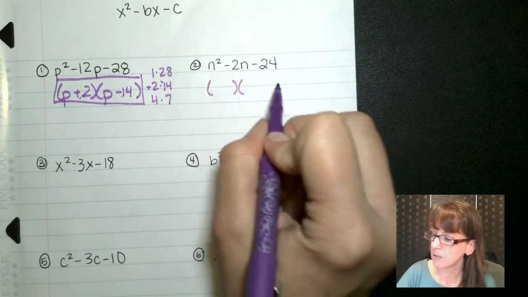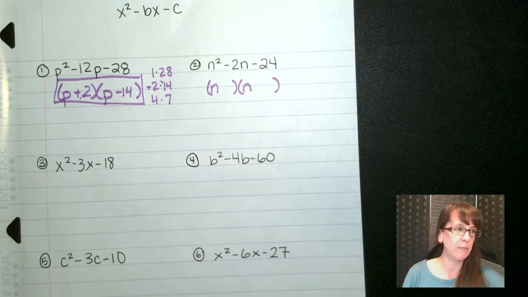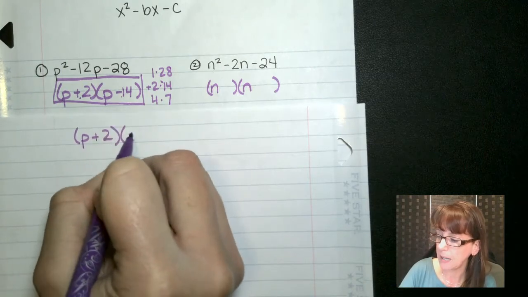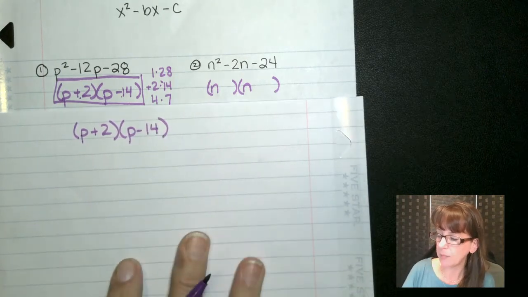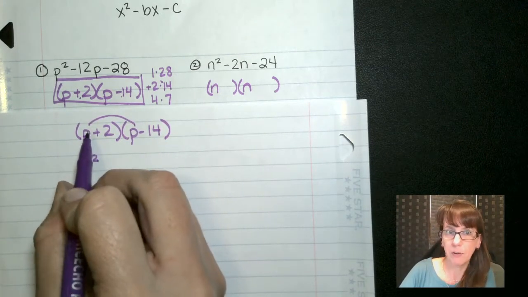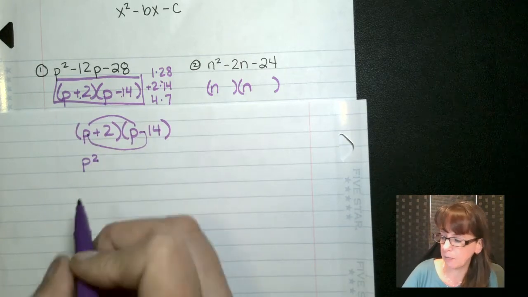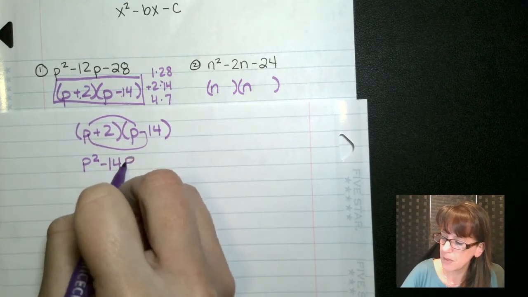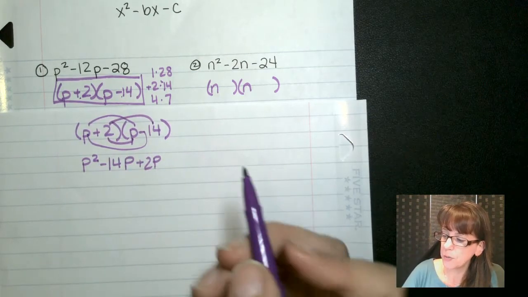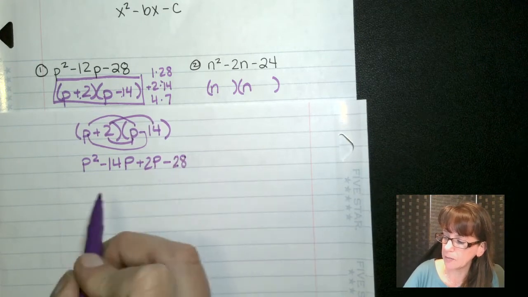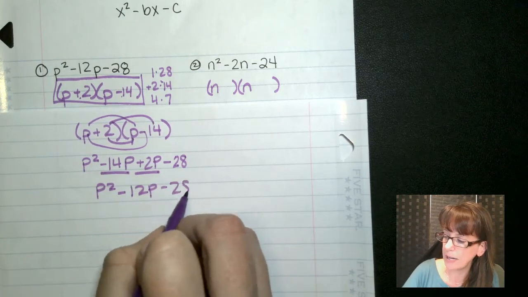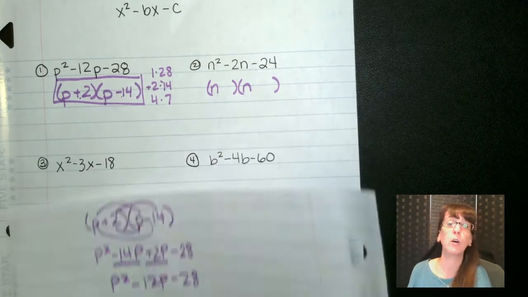All right, before we go on any further, let's just do a quick double check. So we have P plus 2, P minus 14. When we do this, let's FOIL it: P squared. First, outside, so P times negative 14, negative 14P. Inside, so plus 2P. And then last, 2 times negative 14 is negative 28. We can combine some like terms here. We get P squared minus 12P minus 28. Is that what we started with? It absolutely is. That's how we know we factored it correctly.